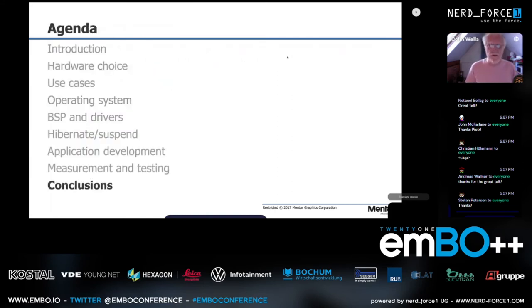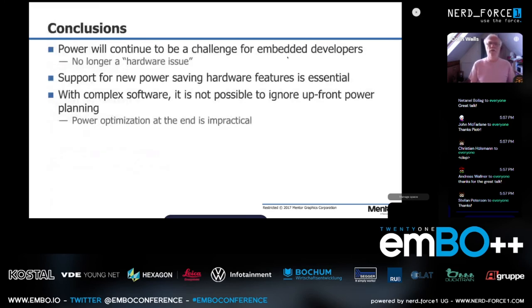A few conclusions. I would see power as being a challenge for embedded developers indefinitely now. Well, power is always some kind of issue. Nobody's going to invent a battery with indefinite amounts of power in the near future. And if they did, the dissipation of that power would make the device too hot. So even though better, longer lasting batteries will come along in due course, I'm sure, it's not going to get drastically better. So we need to make sure we do everything efficiently.